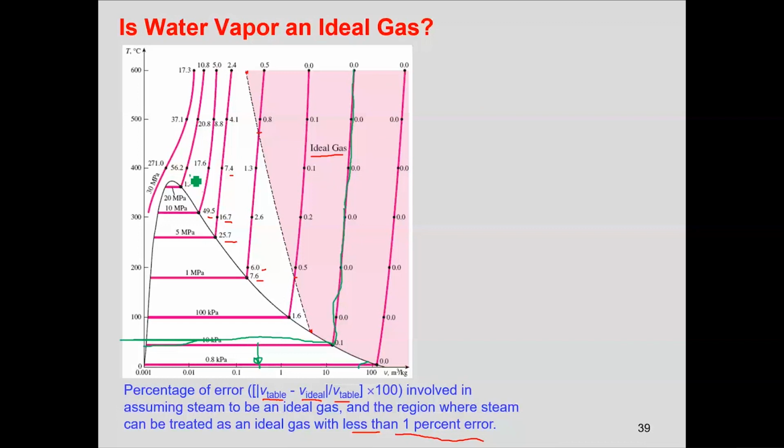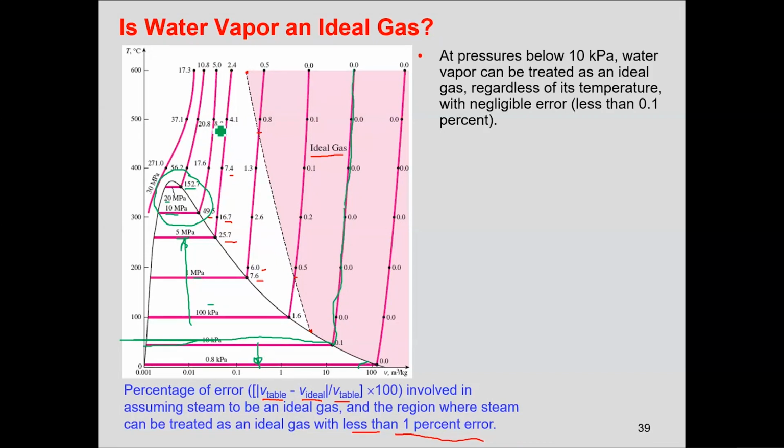However, in this region where you have a critical point, the pressures are very high: 100 kilopascal, 1 megapascal, 5 megapascal, 10, 20 megapascal. The error goes very high, up to 150%. So you cannot assume water to be an ideal gas at high pressures. Is this point clear to you? So as I've already mentioned that for 10 kilopascal pressure or below that, water vapors can be treated as ideal gas with error less than 1%.